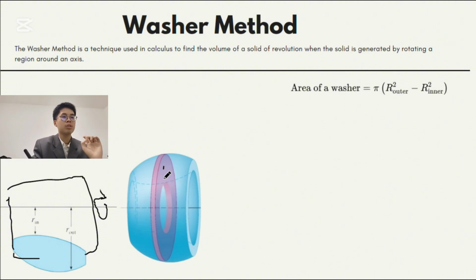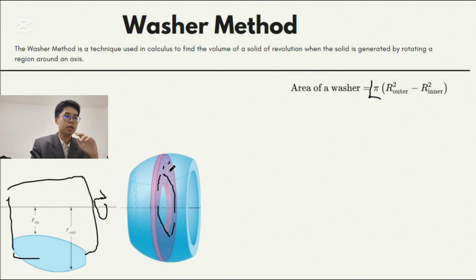To find the volume, first we need to find the area of this. To find the area, we need to know the formula for the area of a circle. The area of a circle is pi times the radius squared. So to find this area, we need to deduct the area of the inner circle from the area of the outer circle. The formula is stated here: pi open R squared, where R is the outer radius, minus r inner squared.